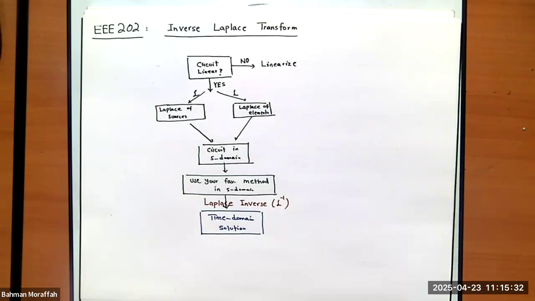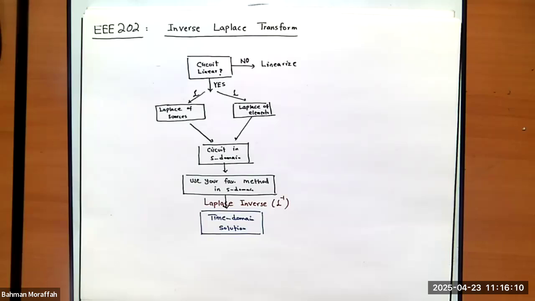The idea was, if I solve the circuit in the S domain, the Laplace domain, since there is a unique relationship between the time domain and the S domain, I can always convert the solution back to the time domain, and I basically know the solution in time domain. Next time, we talked about how we can find the Laplace transform of every source that we have. Today, the plan is to talk about: if I have the answer in the Laplace domain, how do I go back to the time domain? Basically, how do I find the Laplace inverse?